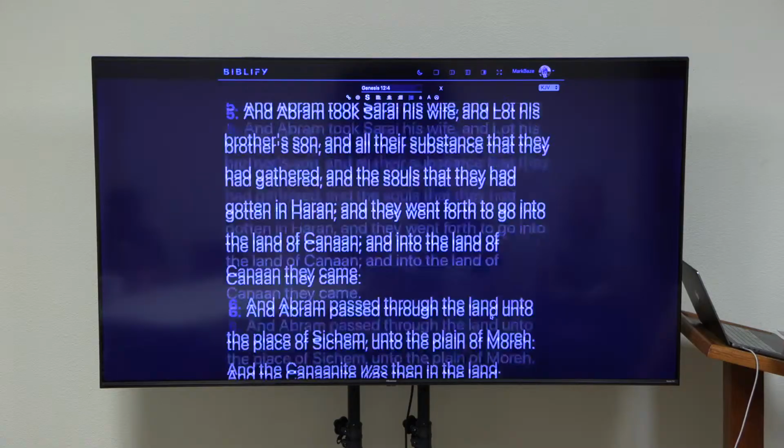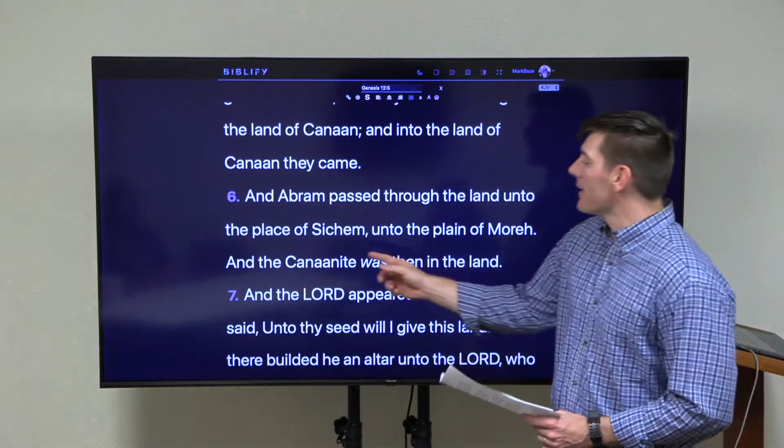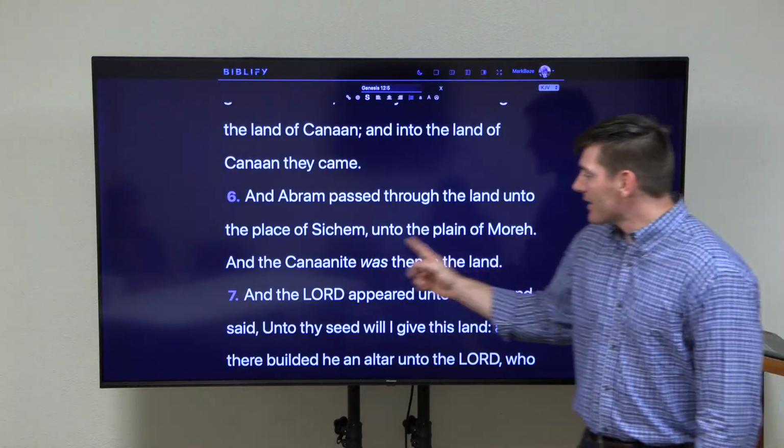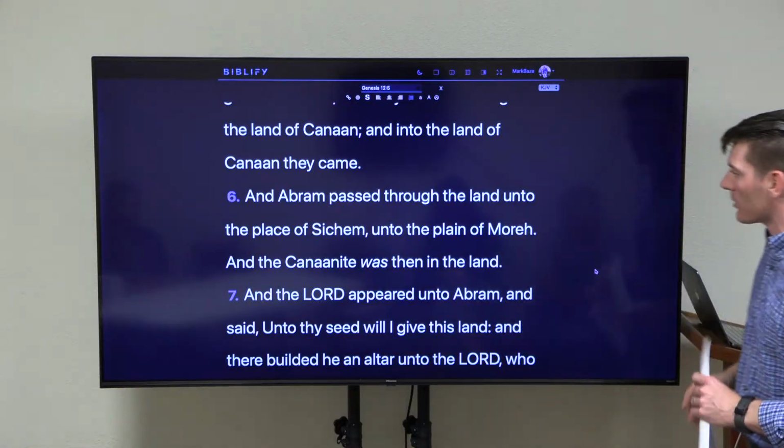So we get down to verse 6. And Abram passed through the land unto the place of Shechem, unto the plain of Moreh, and the Canaanite was then in the land. All right, a few things that I want to note here.